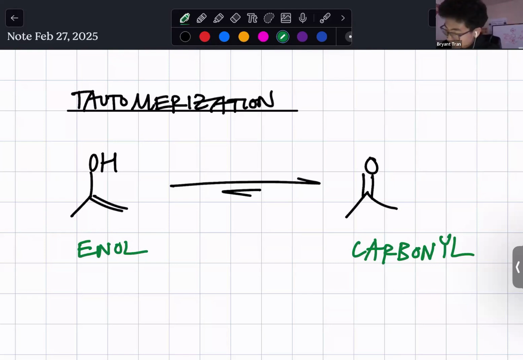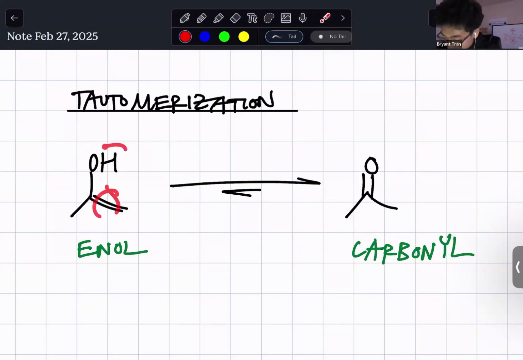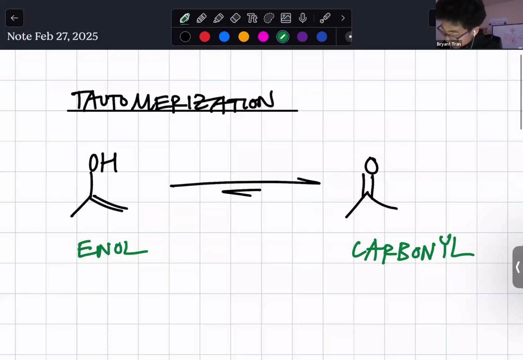Okay, so this is an enol here when we have an alkene next to an alcohol. So for 118B students, this is midterm 2 review with the enol tautomerization. When we have that enol, it will spontaneously, naturally convert into the carbonyl like that, right?